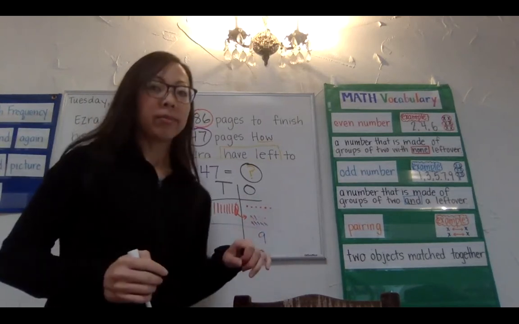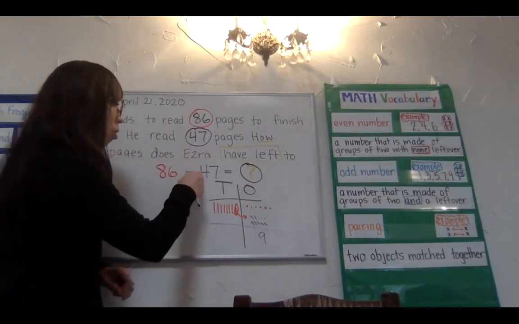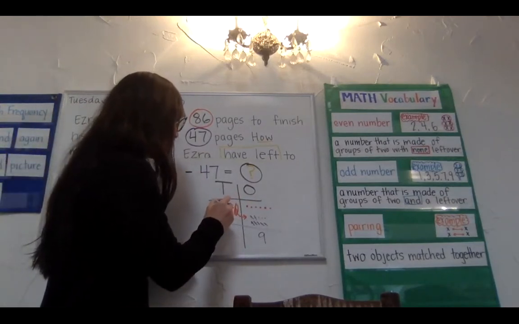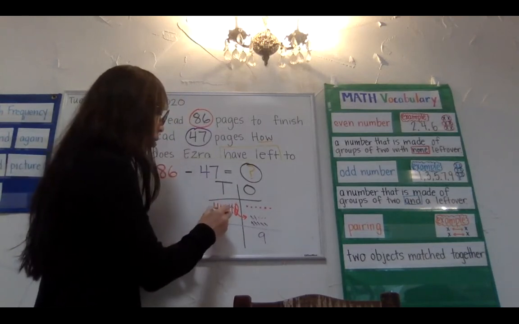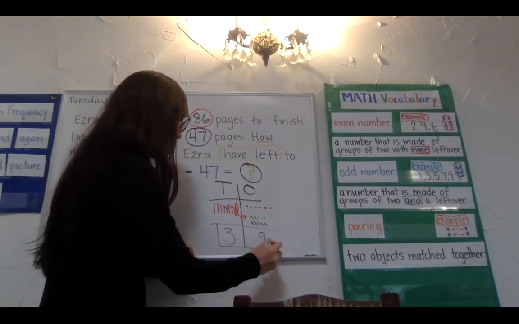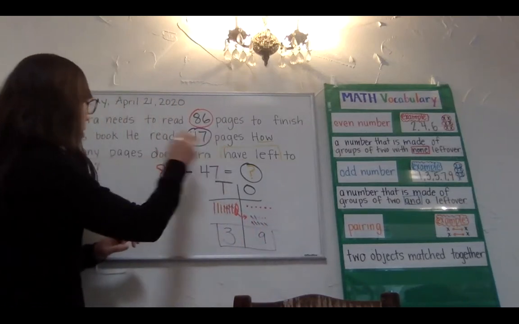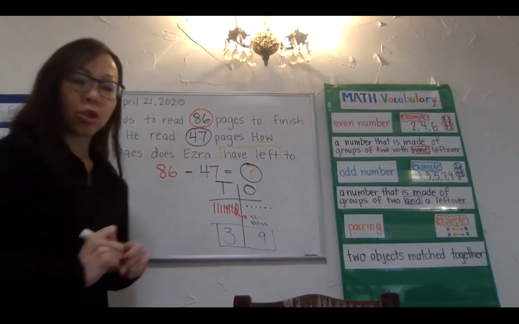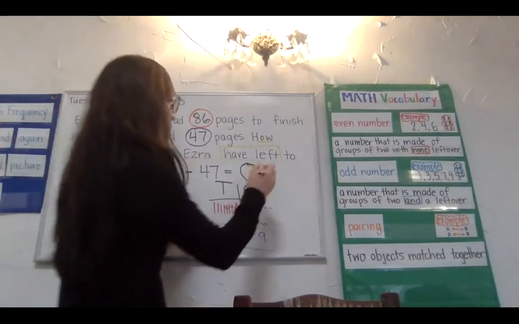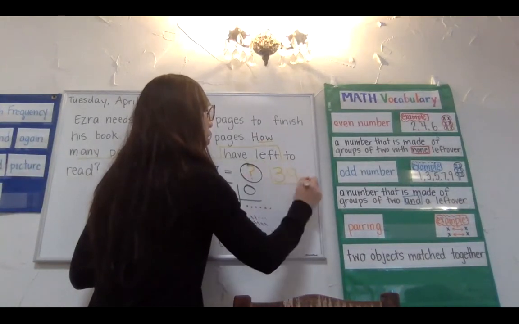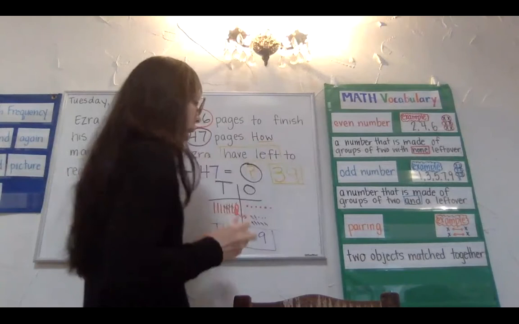Am I done? No, because look, 4 tens. We have to take those away. Let's do that. 1, 2, 3, 4, and what do I have left? 1, 2, 3 tens. So that tells us our difference is 39. So how many pages does Ezra have left to read? Ezra has 39 pages. So I will write my difference with my equation, and I am going to box it up.